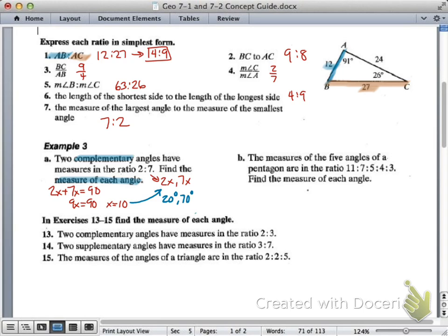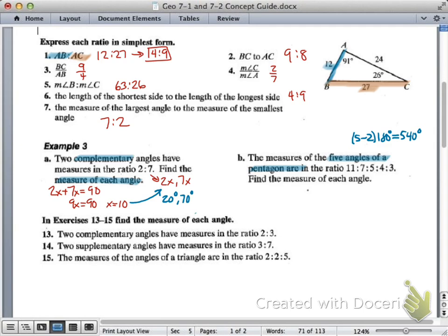The measures of the 5 angles of a pentagon are in the ratio of 11, 7, 5, 4 to 3. Find the measure of each angle. Well, first of all, the sum of the 5 angles of a pentagon. Do you remember? We need to use this formula. There are 5 sides. 5 minus 2 times 180 is equal to 540. The sum of the angles of a pentagon equals 540.